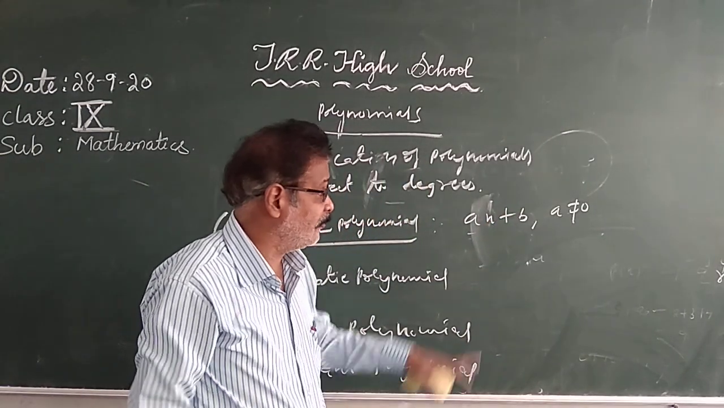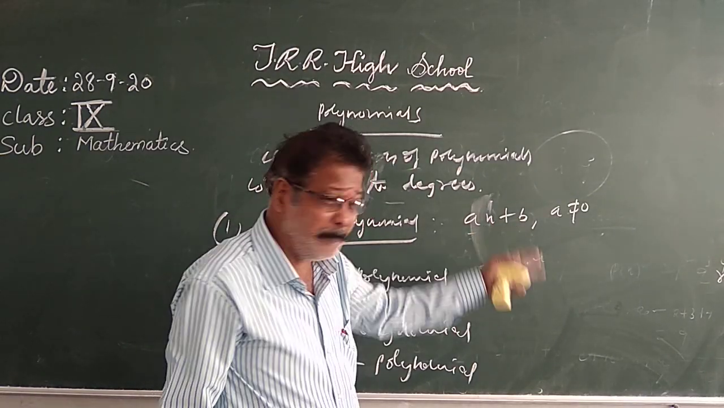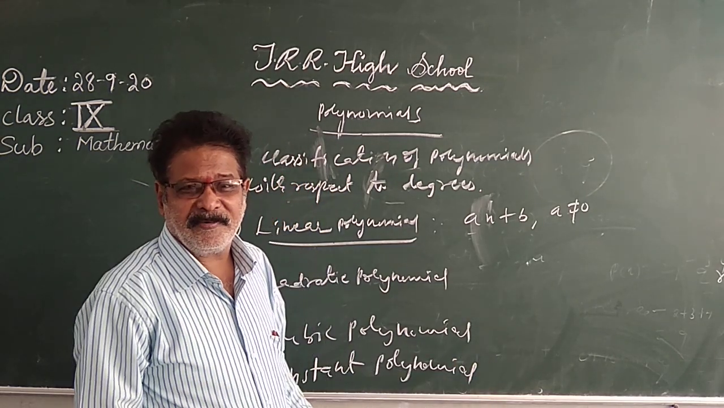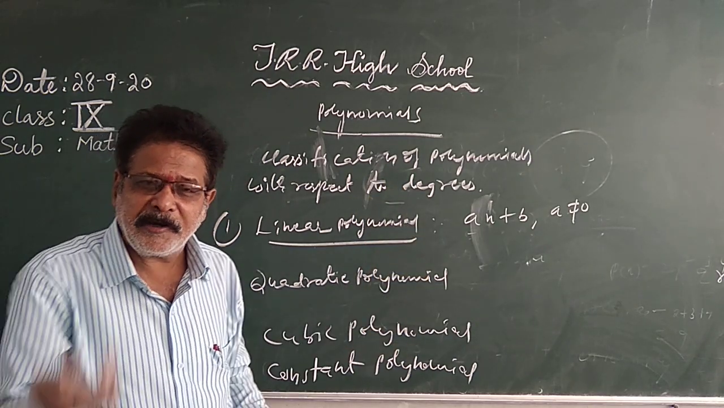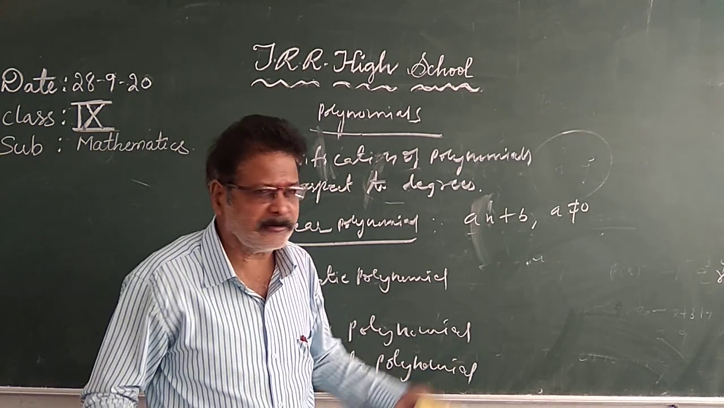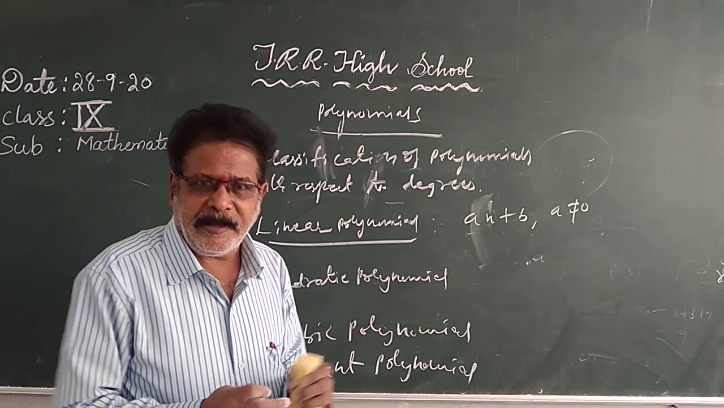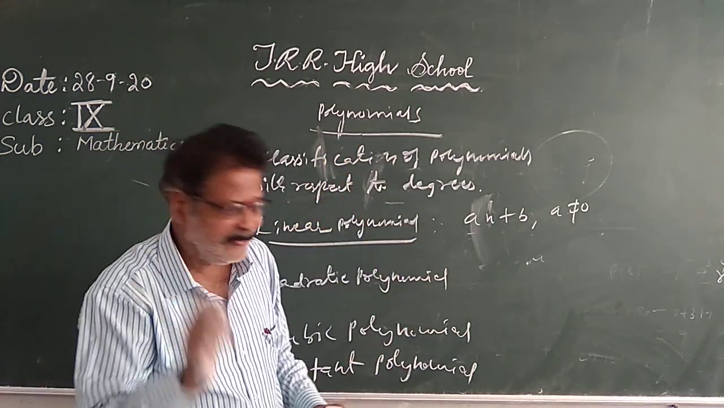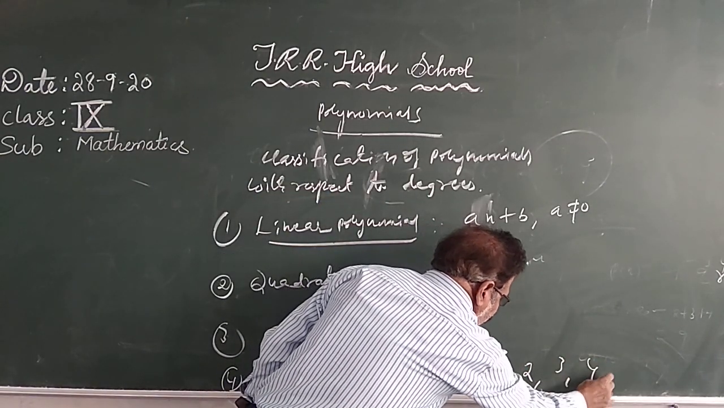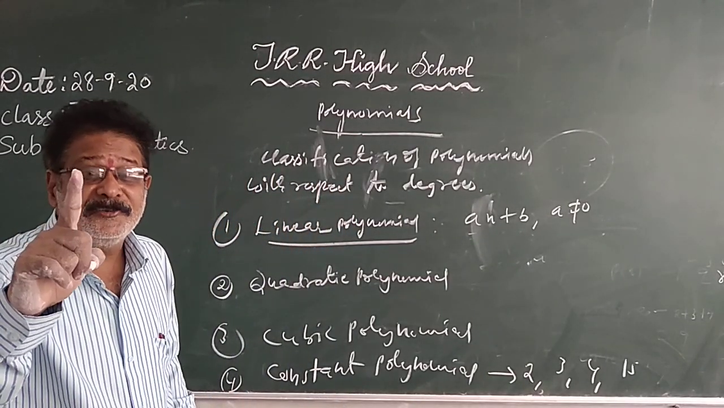If a equals 0, what does it become? It becomes b. 0 times something is 0, so 0 plus b is b. b is the constant. No degree here. The degree of a constant is always 0. The degree of 2 is 0, the degree of 3 is 0, the degree of 4, 5, 100, 1000 is 0. So we can say that the degree of any constant term is 0. Last one, constant polynomial. Examples: 2, 3, 4, 15, like this. These are all constants. The degree of constants is always 0.